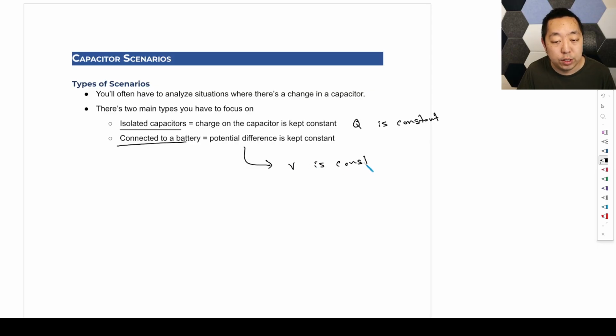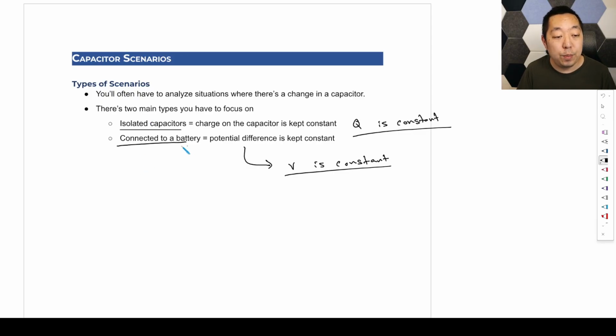Those are kind of like the two major ones. You could ask other things, but those are the two major ones that happen. So you need to keep in mind and separate which one is happening. Because if it's isolated, not connected to anything else, right? They'll say isolated or not connected to anything. It means the charge cannot get on or off of it.